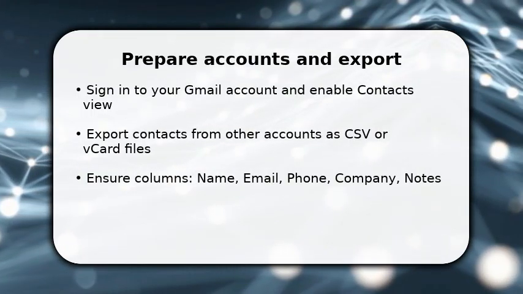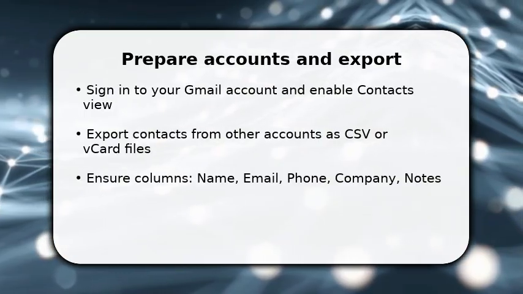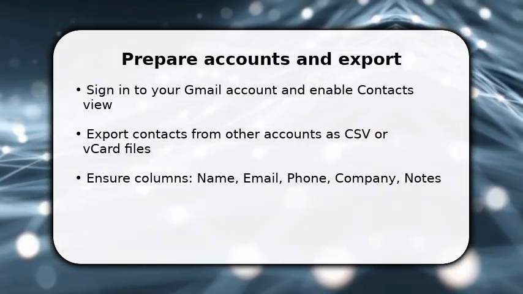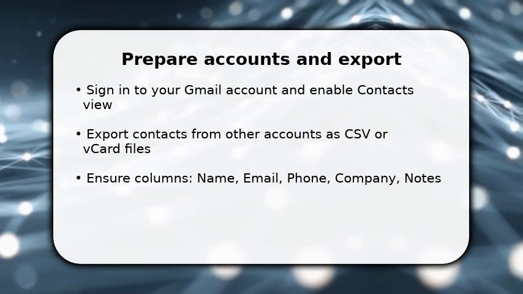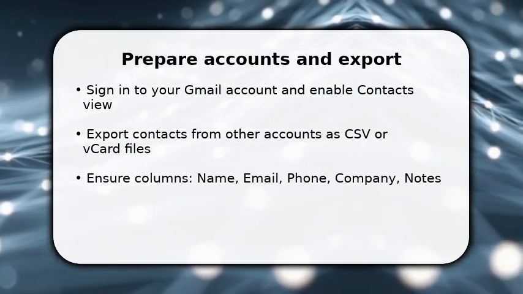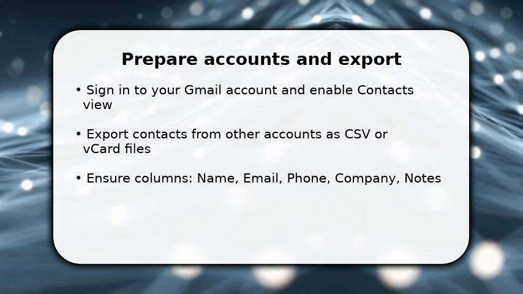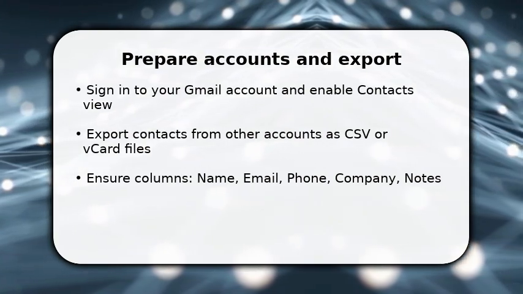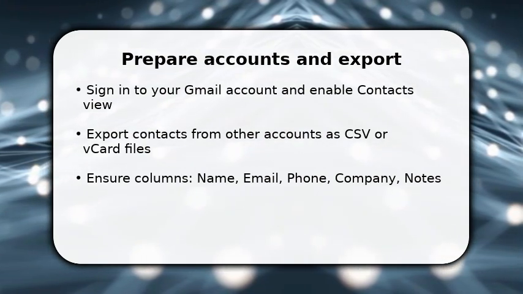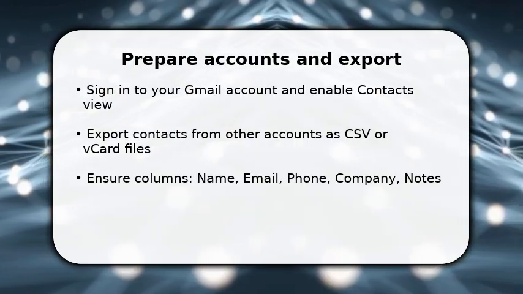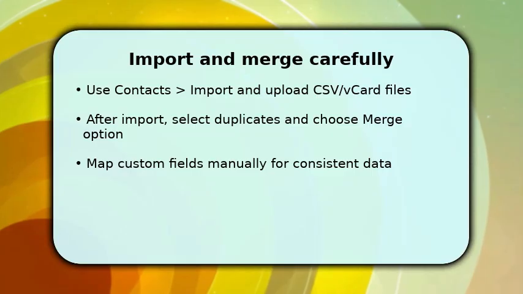Make sure names and primary emails are present. If not, edit a sample CSV row so Gmail reads headers properly. This step prevents duplicates and lost fields later, so take 2 minutes to verify column names and remove blank or malformed entries before proceeding. Now import each prepared file into Google Contacts one at a time.